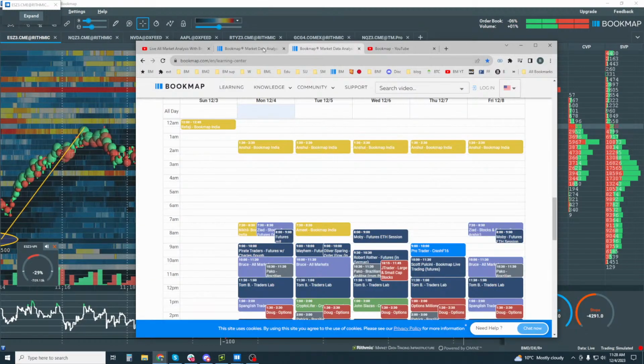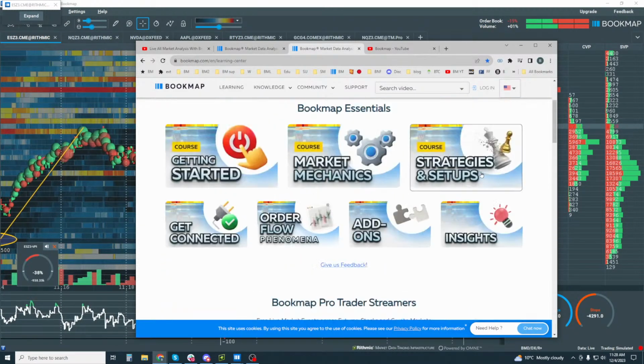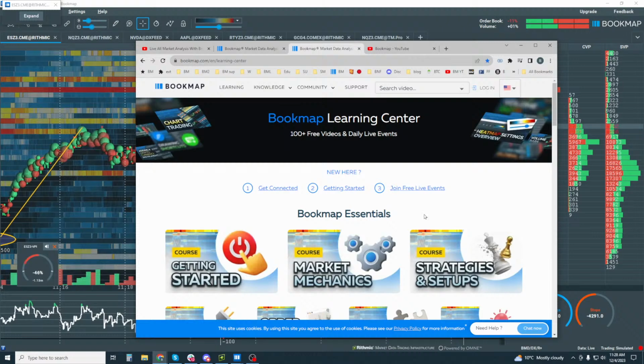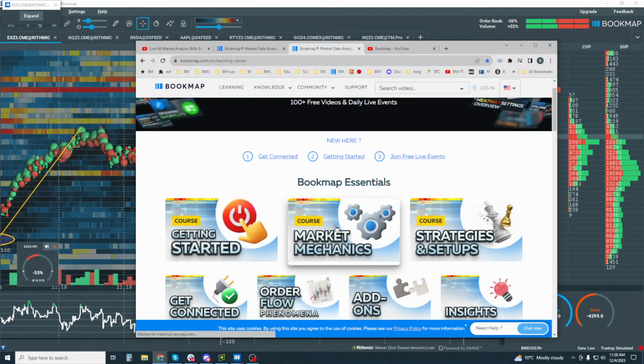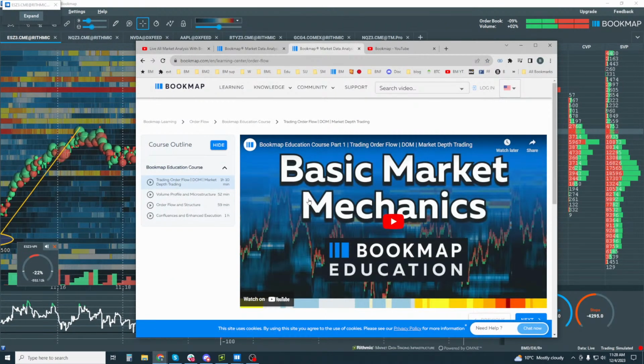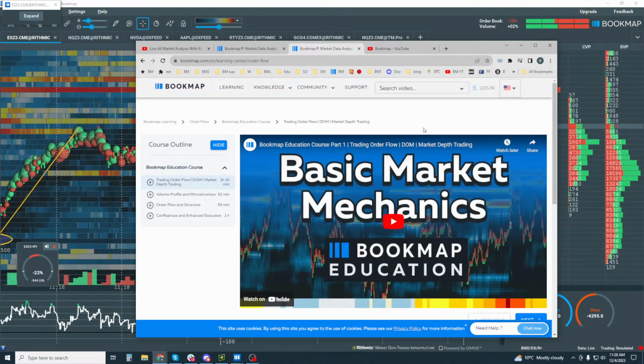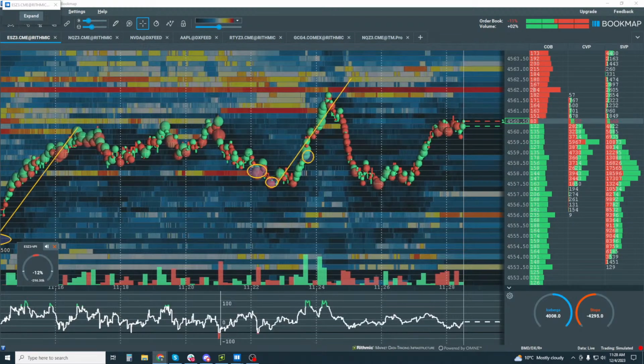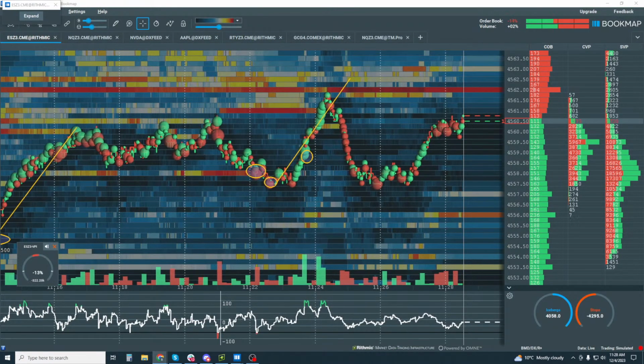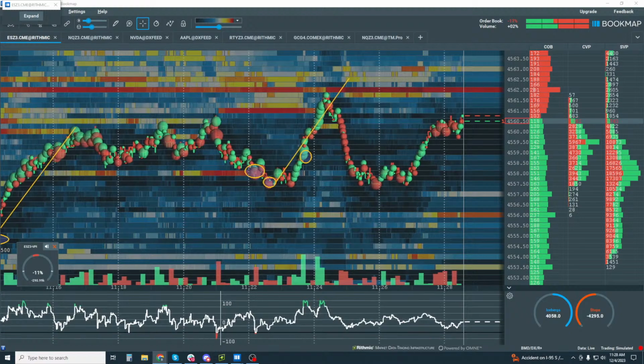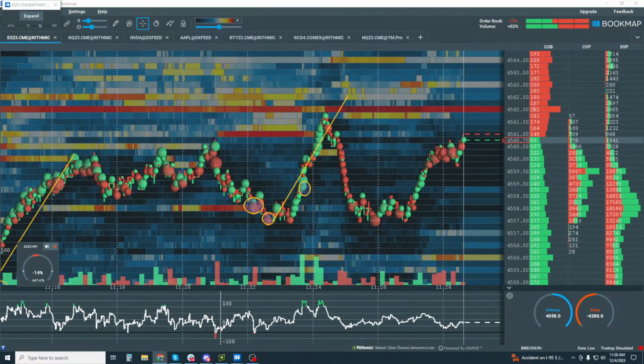Moreover, you can go to our learning center here, and then the market mechanics course. You can click on this and you go to the first one here, basic market mechanics. Is going through the same thing. It's just you'll also see it in diagram form in that educational course, right?